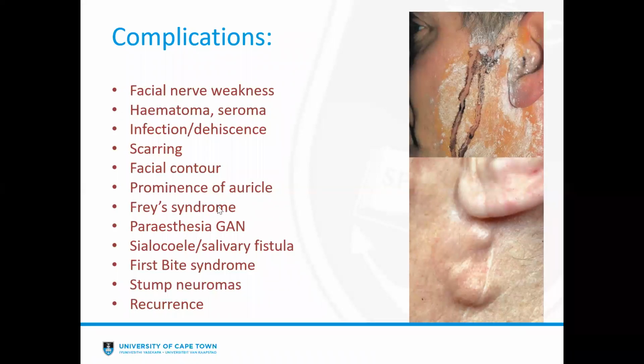First bite syndrome, which is pain on anticipation of eating or with mastication, which is believed to be due to sympathetic denervation of the residual parotid. Fortunately, it usually resolves after about 1 to 2 years, but may require neuropathic analgesics in the interim, like gabapentin, and some studies have also found benefit with Botox. Neuromas, particularly of the greater auricular nerve, can be a source of pain, and recurrence we'll discuss just now.